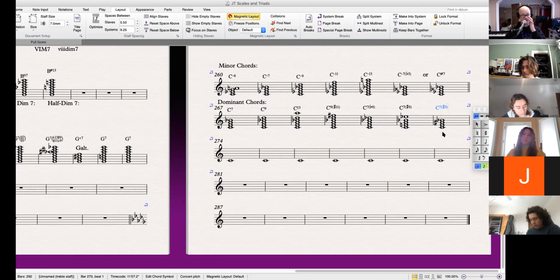There we go. C7 sharp 5. What's another label for that we saw yesterday? Anybody remember? Is it C alt? Yeah. So it can also be C altered.